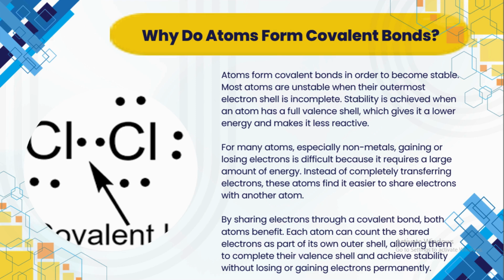Instead of completely transferring the electron, these atoms find it easier to share the electron with another atom. By sharing the electrons through a covalent bond, both atoms benefit. Each atom can count the shared electron as a part of its own outer shell, allowing them to complete their valence shell and achieve stability without losing or gaining the electron permanently.